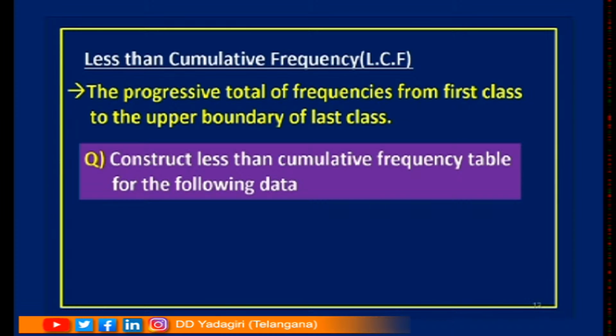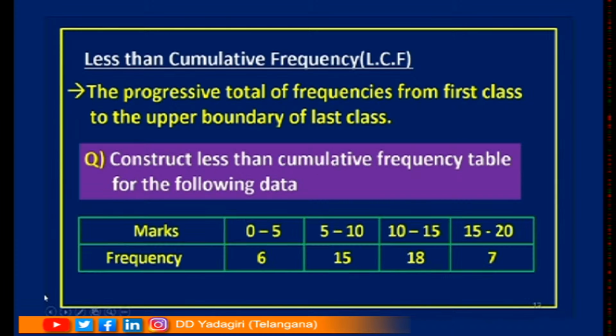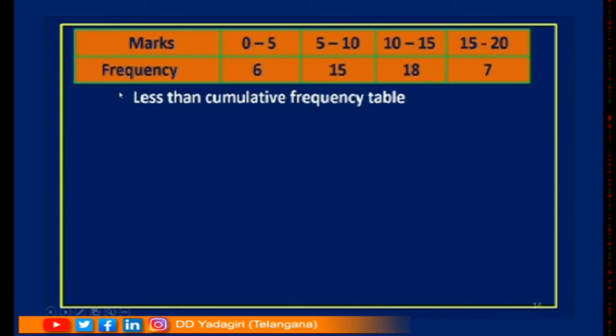Now children, I am taking a question here. Construct a less than cumulative frequency table for the following data. What is the data here? Yes, this is marks, these are frequencies. Now we have here 4 classes and we have 4 frequencies. Now what we have to do here? We have to prepare a less than cumulative frequency distribution.